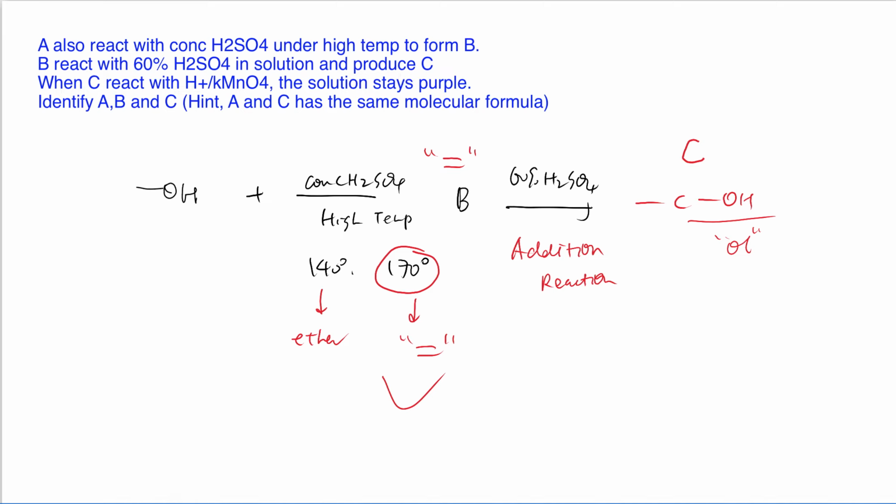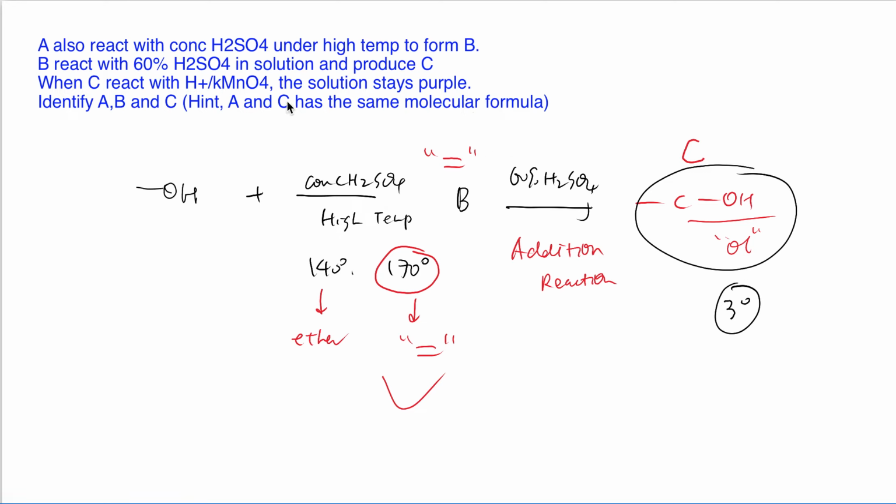David, could you please tell me, based on this information, what type of alcohol do we have? Yeah, we'll have a tertiary alcohol, because when both primary and secondary alcohol react with potassium permanganate, the solution will turn brown and then colorless. Only the tertiary will stay purple. So we know C is a tertiary alcohol.